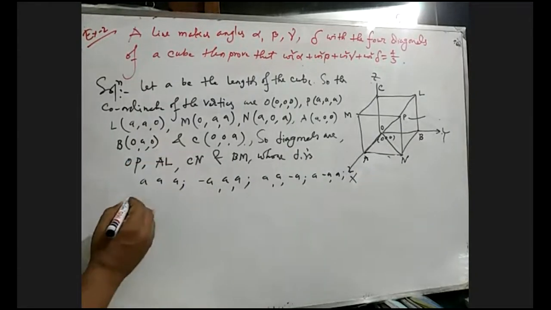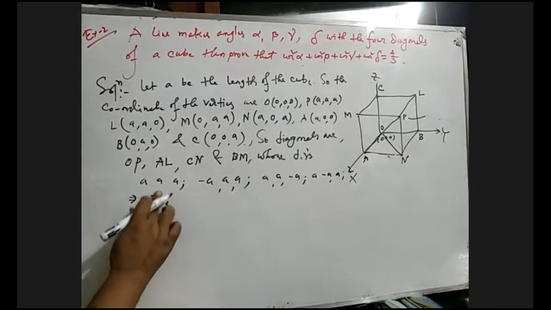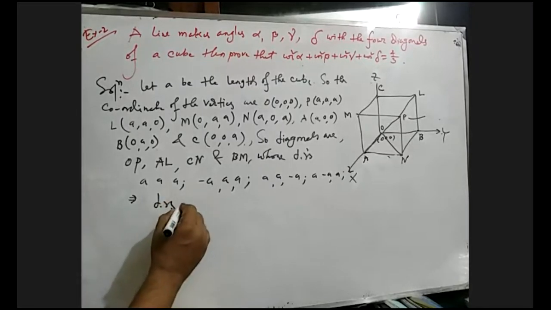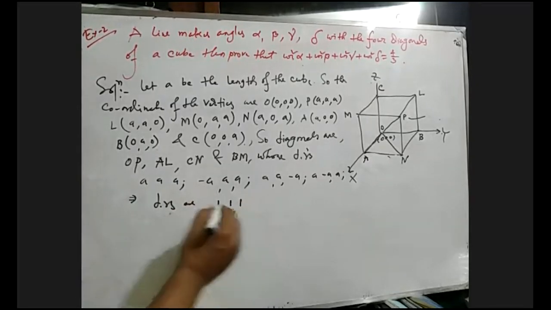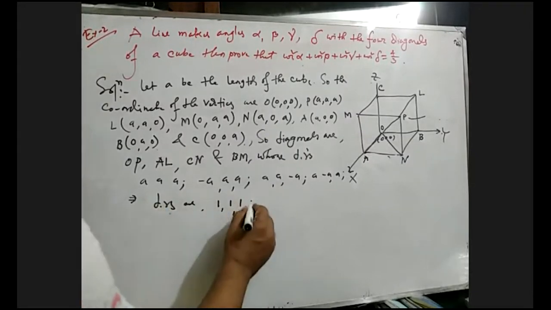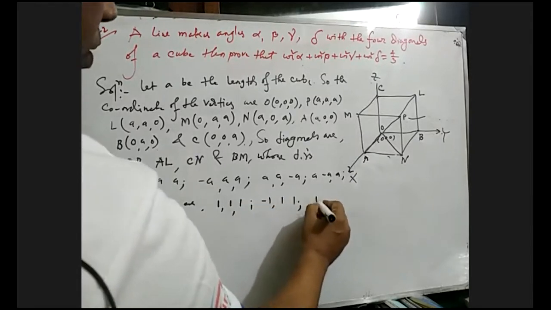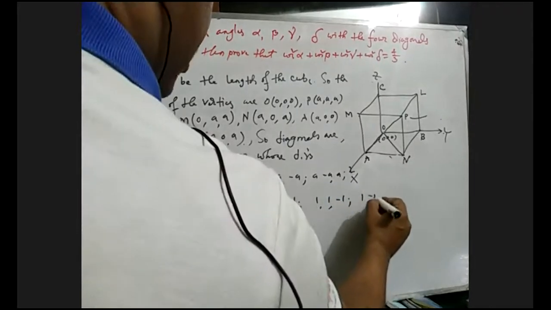So from this line, we can write direction ratios are 1 1 1, minus 1 1 1, 1 1 minus 1, and 1 minus 1 1.